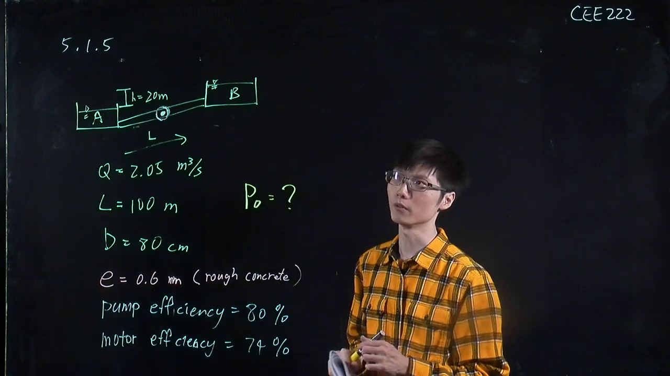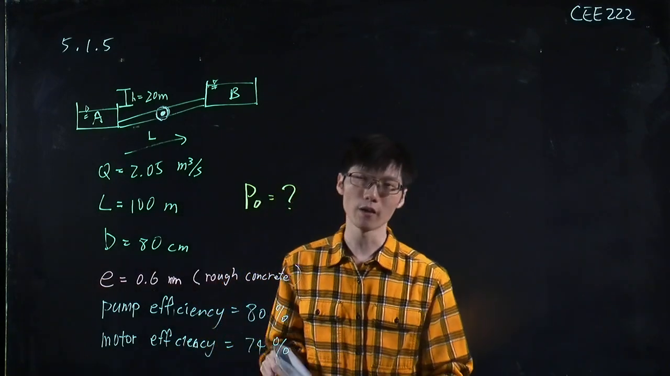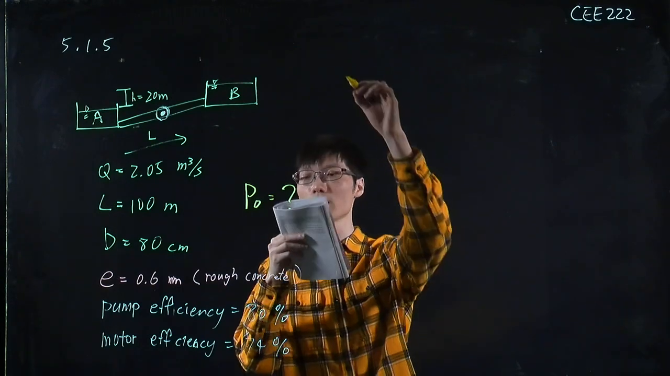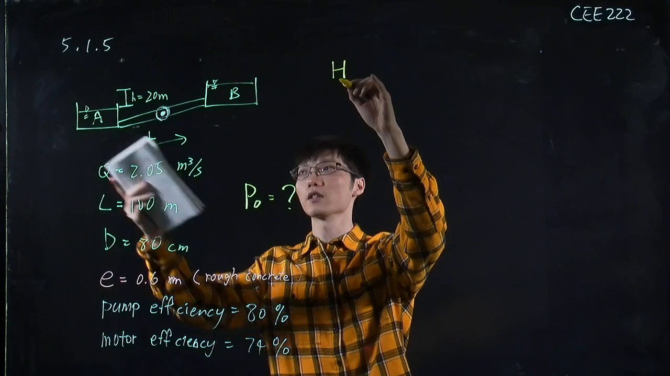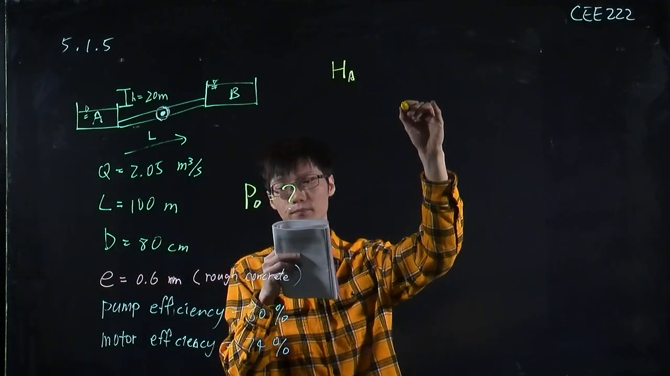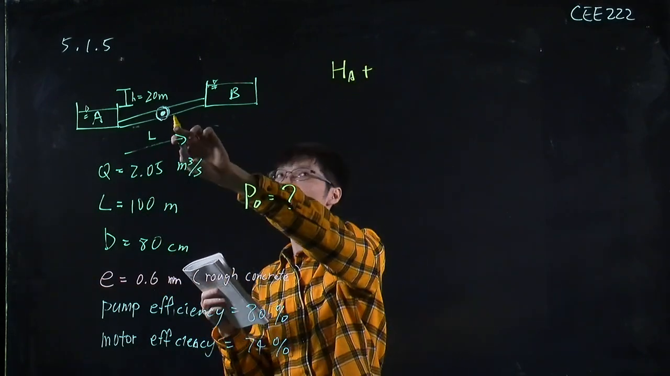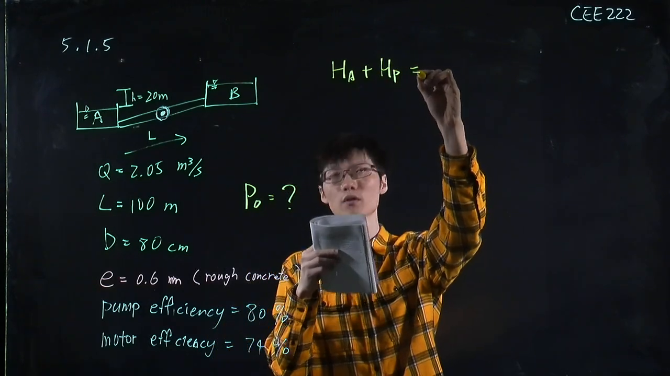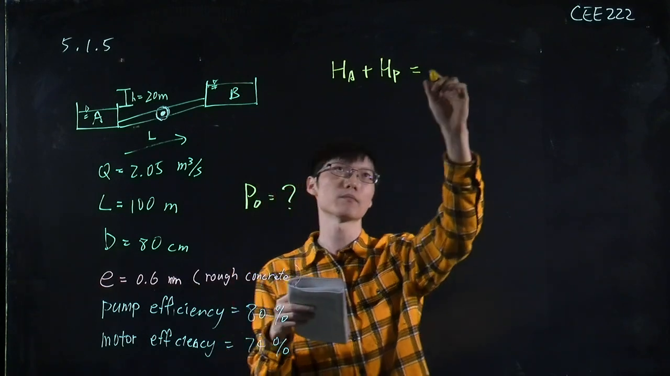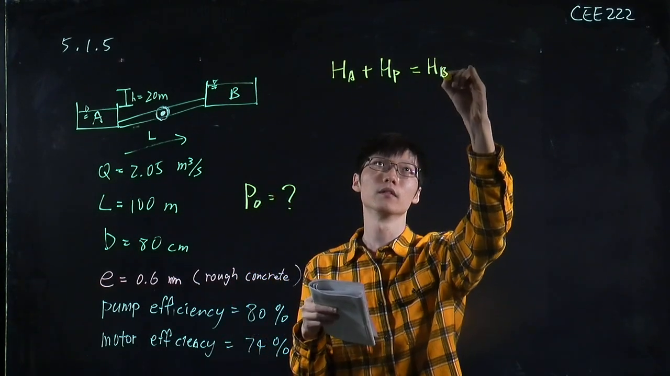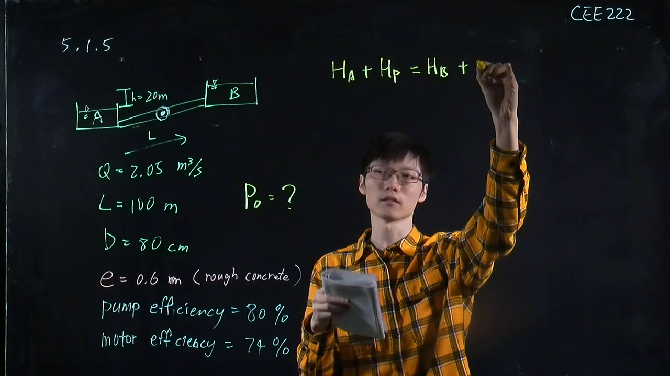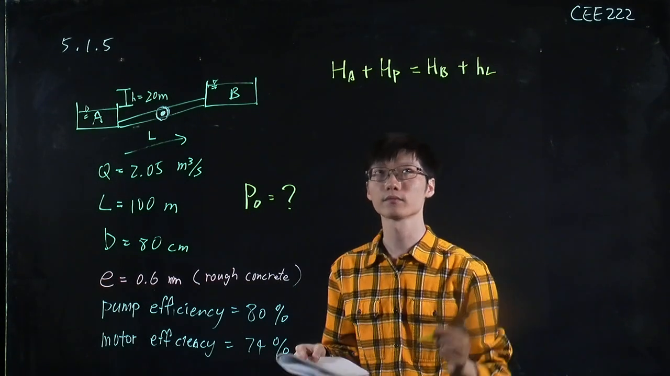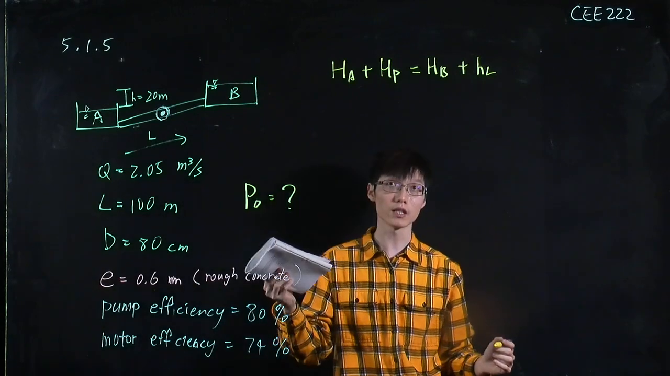It's actually pretty simple. First, we need to write down the energy balance equation. I guess you already know that the energy balance equation is the height of reservoir A plus the energy provided by this pump will equal the height of reservoir B plus the corresponding head losses. Okay, so we will use this equation.